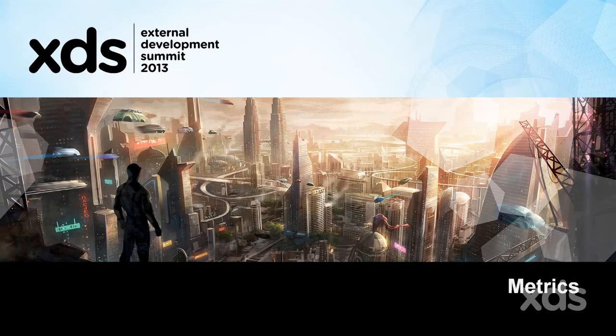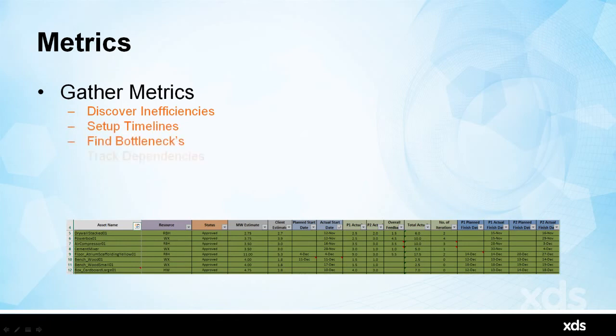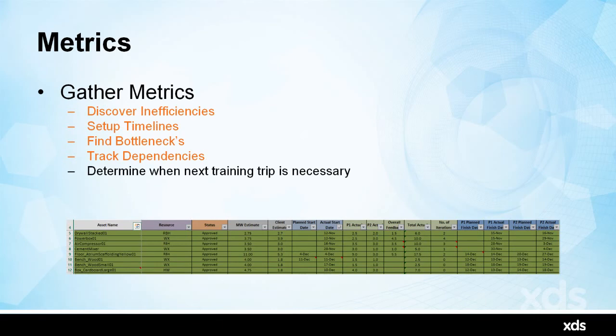Metrics. So gather metrics. Definitely, you discover inefficiencies. You set up timelines, find bottlenecks, track dependencies, determine when the next training trip is necessary. If you start seeing asset numbers slide or there's a big delta between your internal artist numbers and your external artist numbers, that might mean it's time for a training trip coming up.